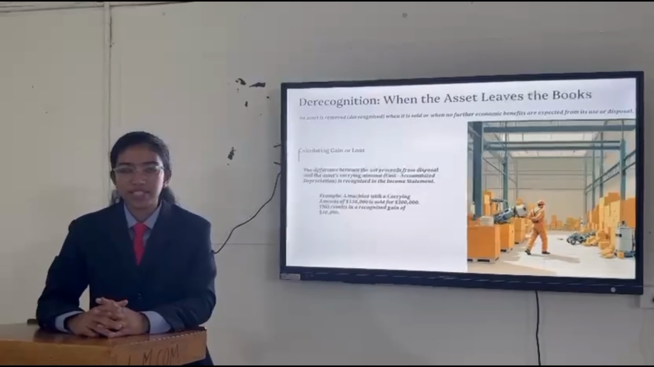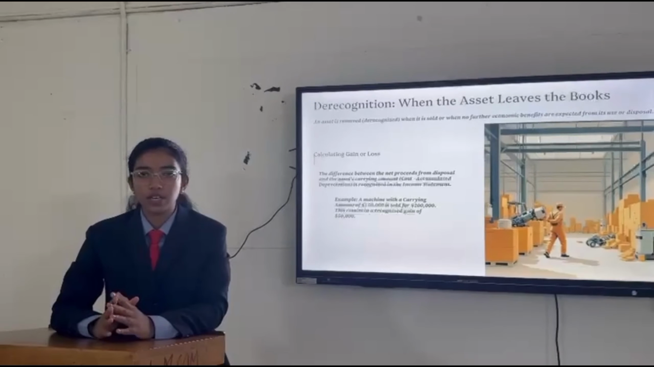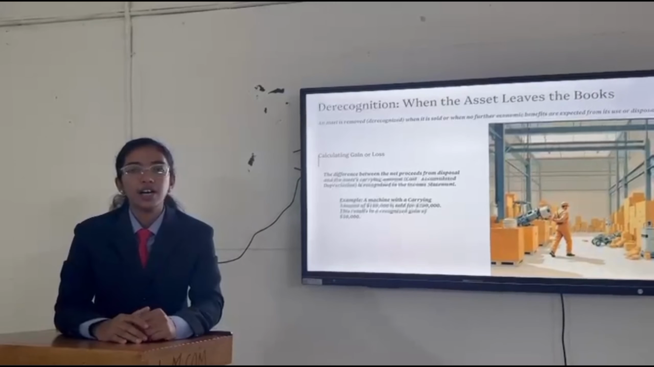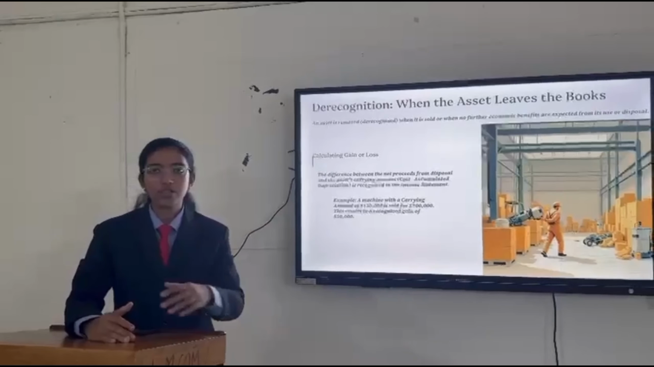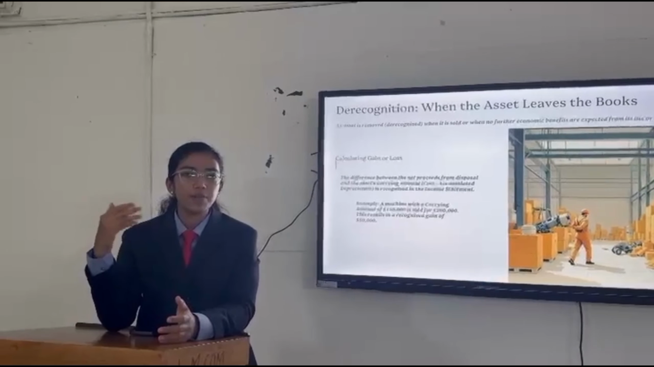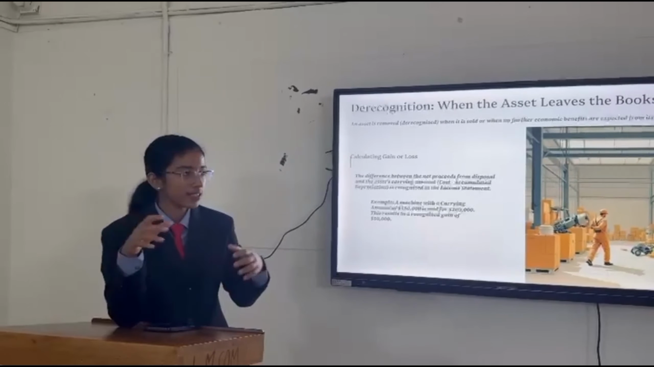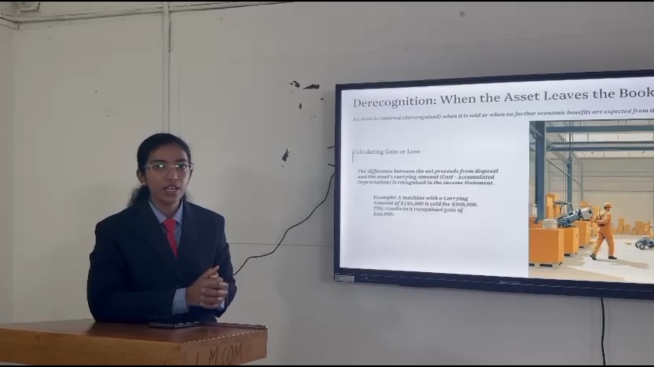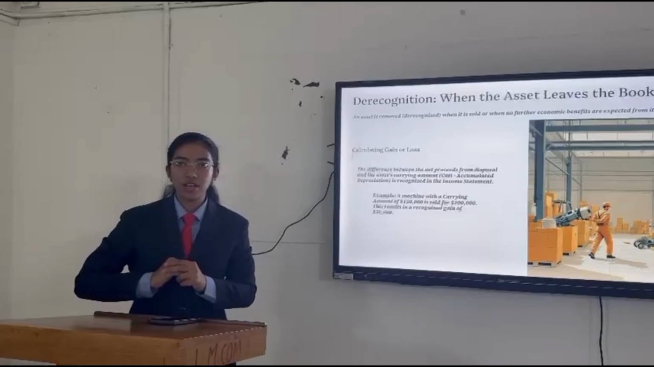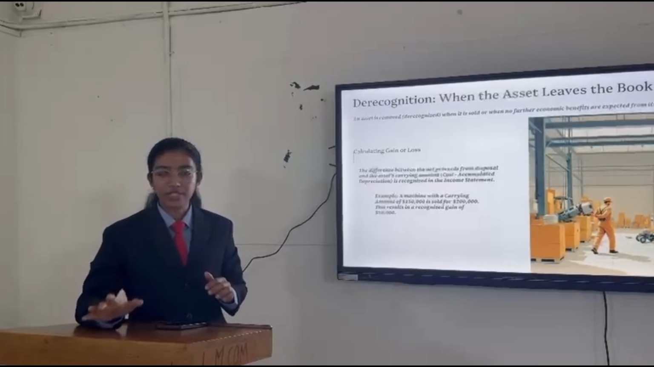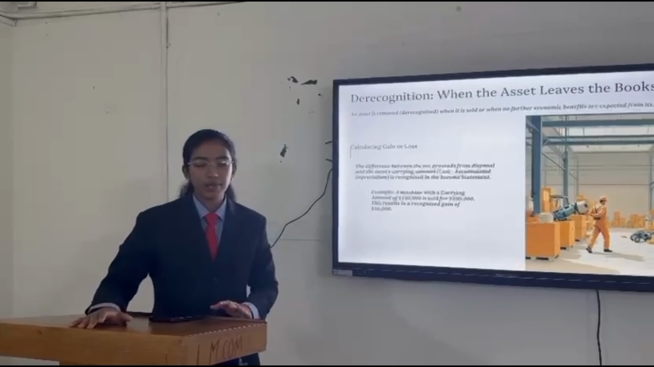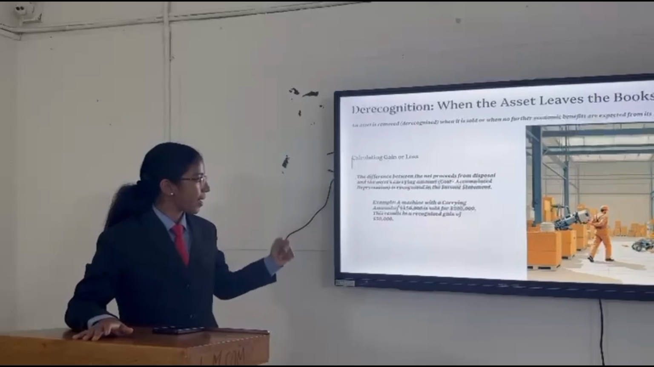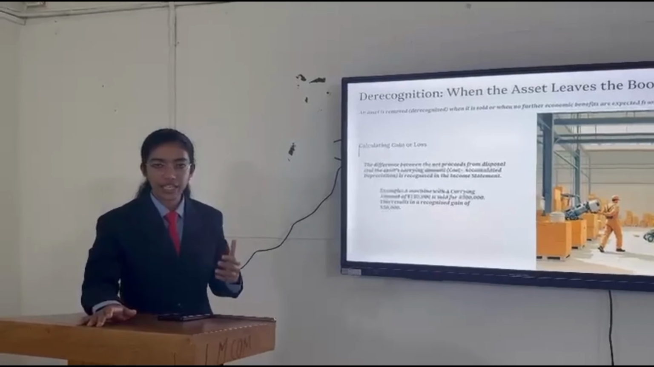Derecognition. Derecognition means when an asset or liability is removed from the company's financial statement. Here is the calculation of gain or loss. The difference between the net proceeds from disposal and the asset's carrying amount, that is the cost minus accumulated depreciation, is recognized in the income statement. Here is an example. A machine is sold for 2 lakh. It means there is a 50,000 gain arising from this example. So that is what is meant by derecognition.